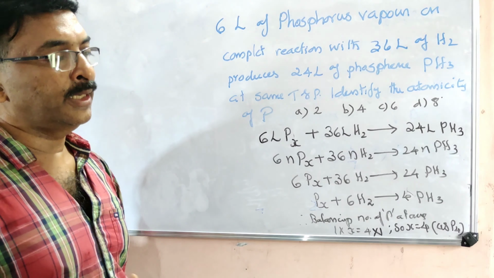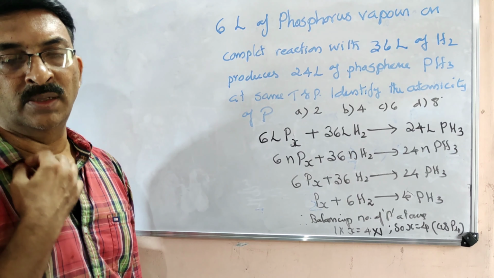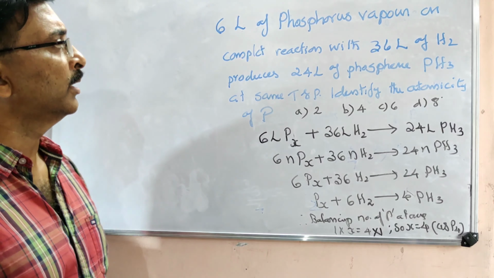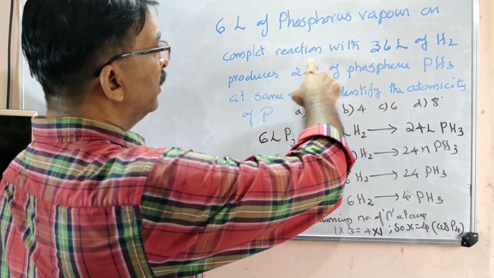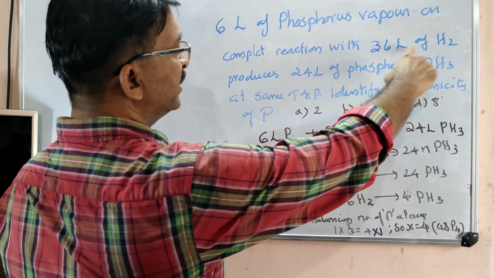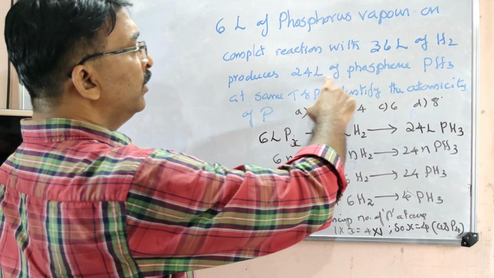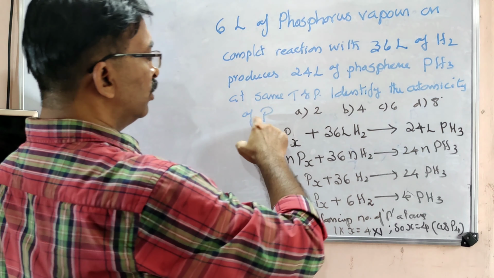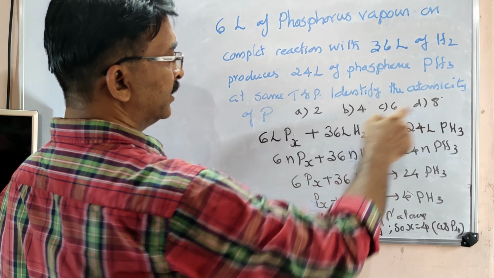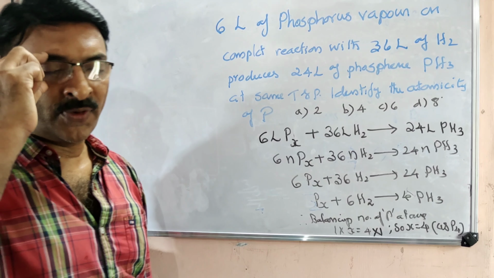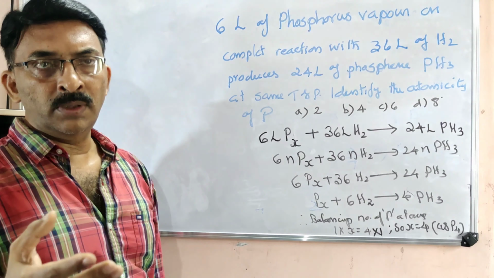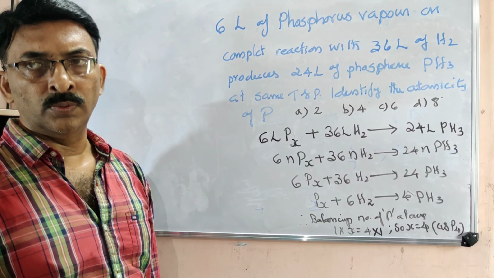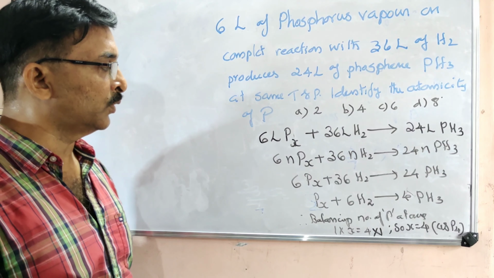This problem is from the law of combining volumes by Gay-Lussac as well as Avogadro's law applied together. 6 liters of phosphorus vapor on complete reaction with 36 liters of hydrogen produces 24 liters of phosphine at the same temperature and pressure. Identify the atomicity of phosphorus: 2, 4, 6, 8. Atomicity means the number of atoms per molecule. For example, O3, its atomicity is 3. O2, atomicity 2. Na, atomicity 1, and so on.